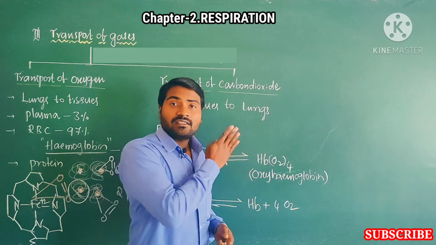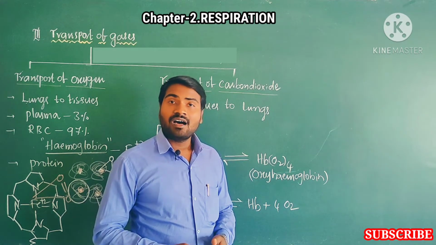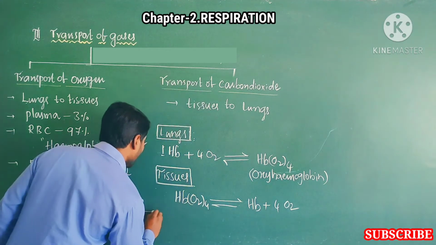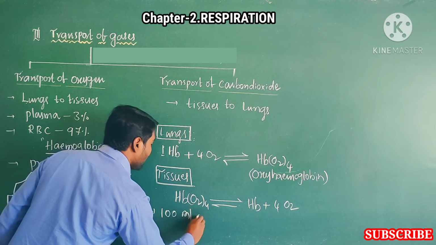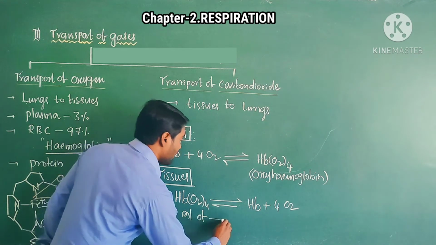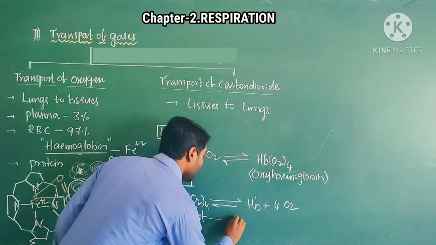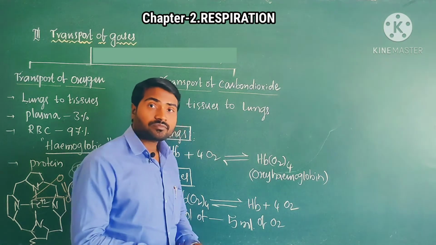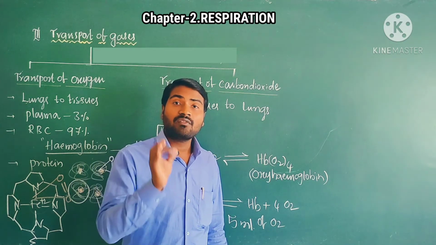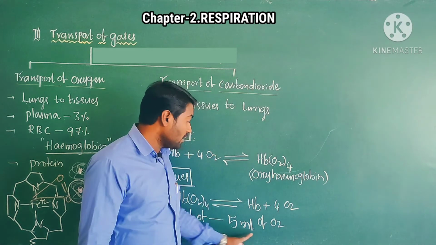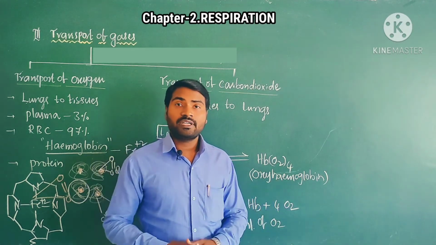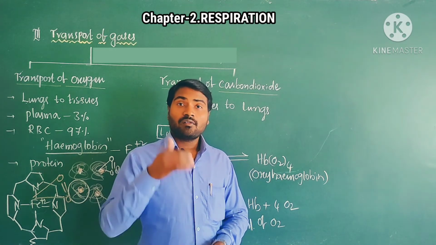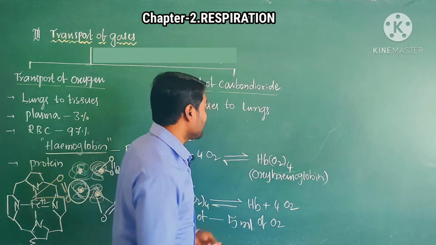So likewise, hemoglobin carries the oxygen in the form of oxyhemoglobin. One point we have to remember: every 100 ml of oxygenated blood carries nearly 5 milliliters of oxygen to tissues. And here one more important point we have to remember, which is helpful for all competitive exams, that is the Bohr effect.